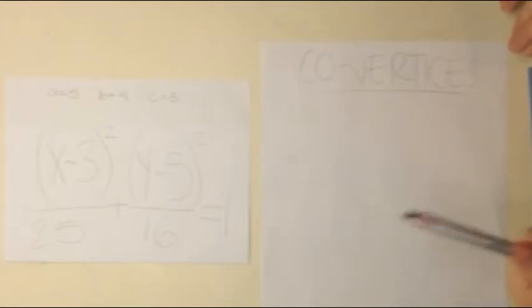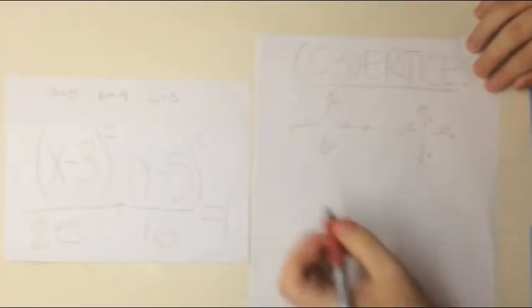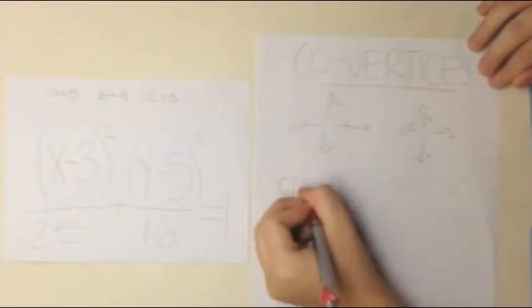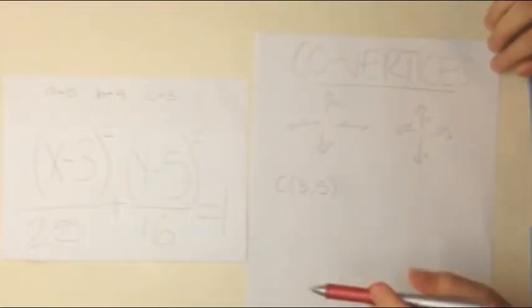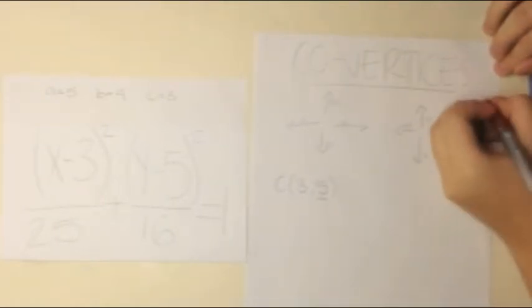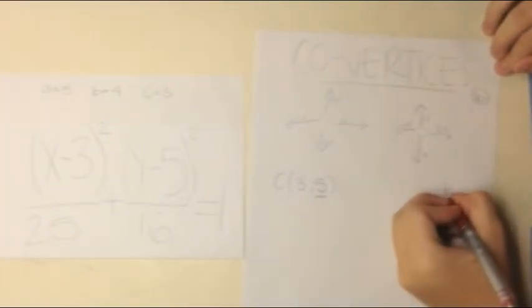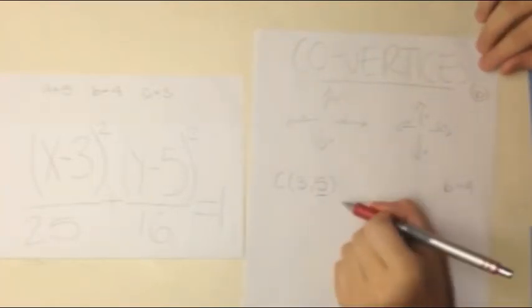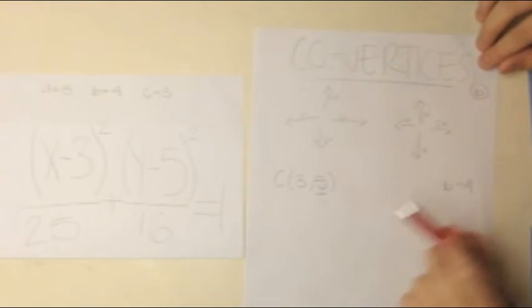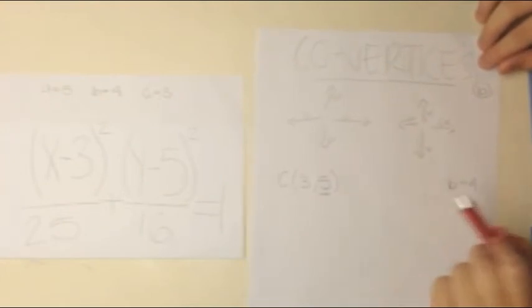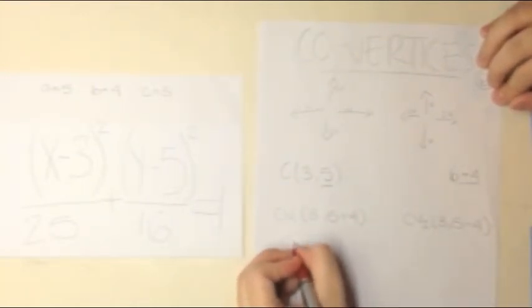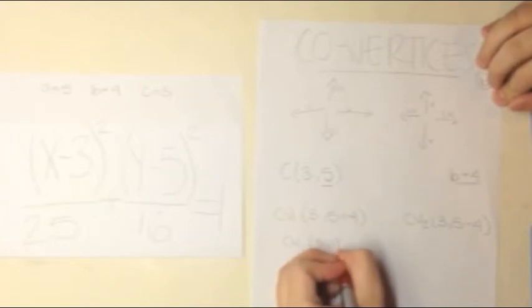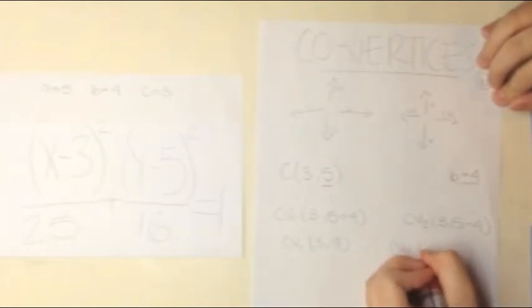The co-vertices. In a graph, the co-vertices will be on the opposite sides from the vertices. We have to remember our center, which is 3, 5. The co-vertices will move in the opposite variable, so in the y, it will move with the b. b equals 4. So now we have to find the negative side of the co-vertex and the positive side of the co-vertices. If we solve all of these, the CV1 will be 3, 9, and the CV2 will be 3, 1.